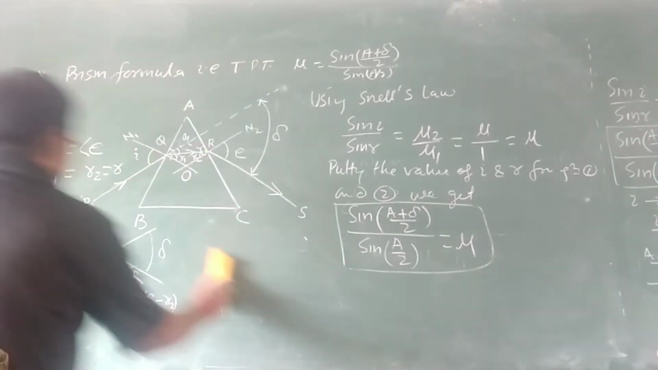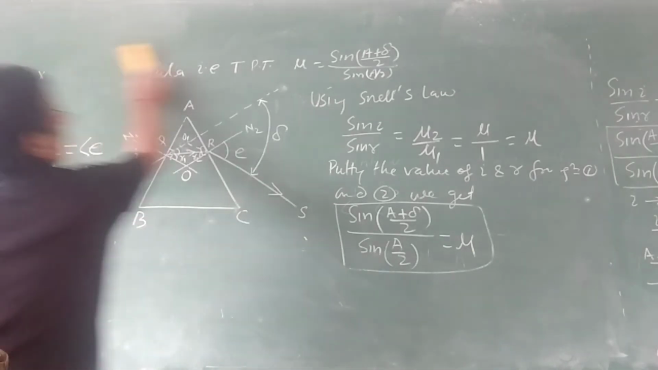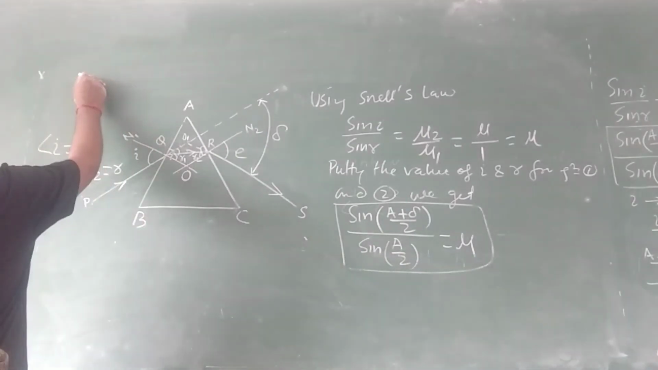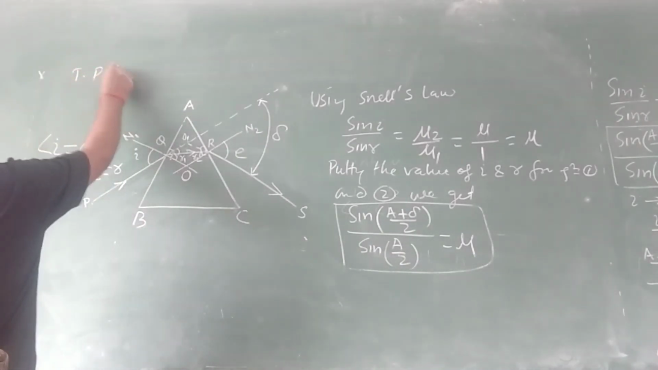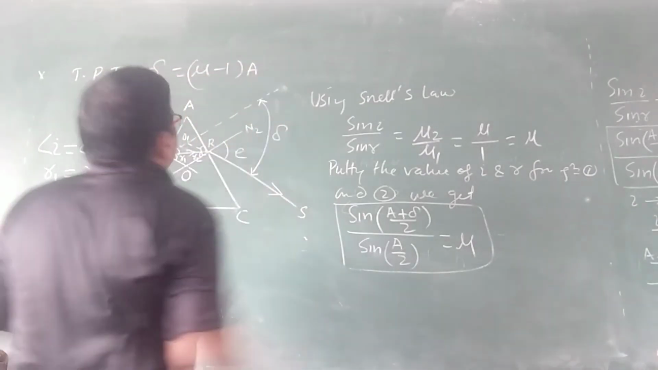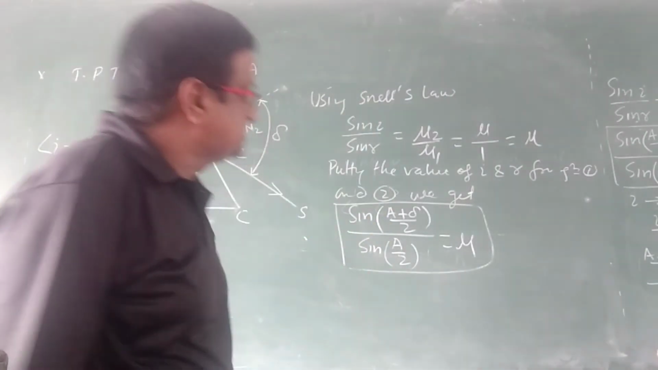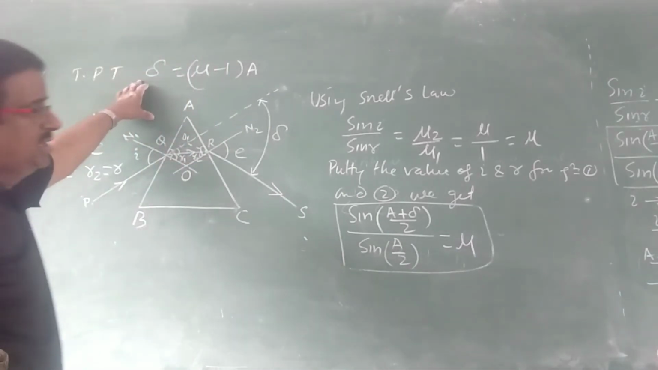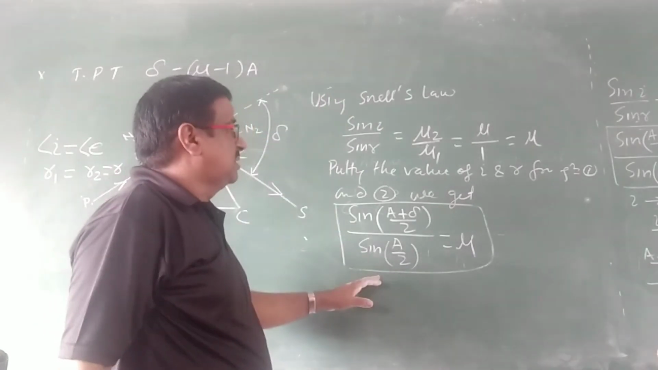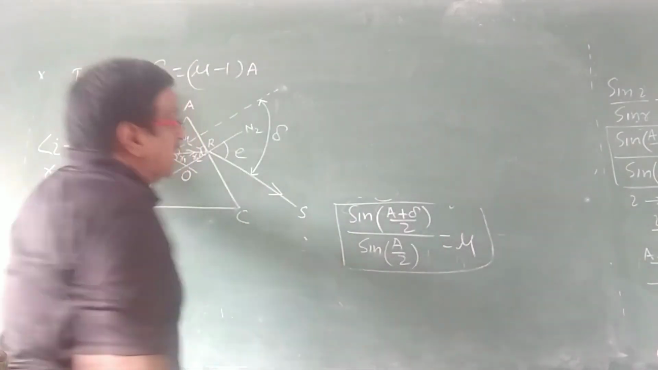Now I am going to establish the relationship between deviation delta and A: delta is equal to mu minus 1 into A. It will be easier from here to solve this after this. If you are going to solve this, you have to come to this equation. Now, how will it be solved? How will it be derived?